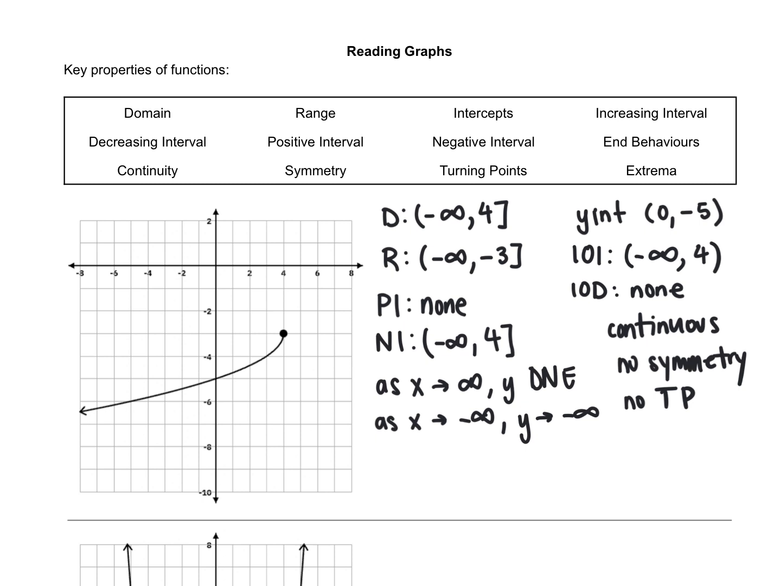And finally, for our extrema, meaning our maximum or minimums, there is no minimum because our function continues going down forever and ever, although we do have that point at 4, negative 3 that we can say is an absolute maximum. And there we are, all the properties for this square root function.